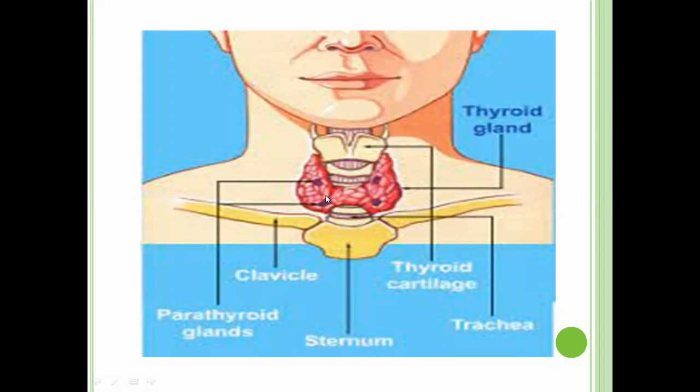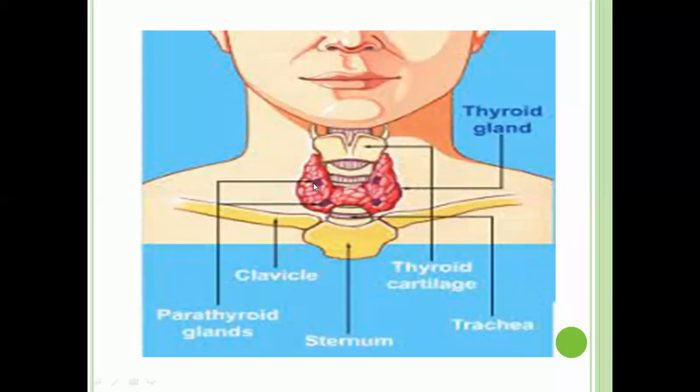Okay, so the thyroid gland secretes two important hormones. The first one is thyroxine and the second is triiodothyronine. Then the parathyroid glands: their location is just behind the thyroid gland, in the neck.